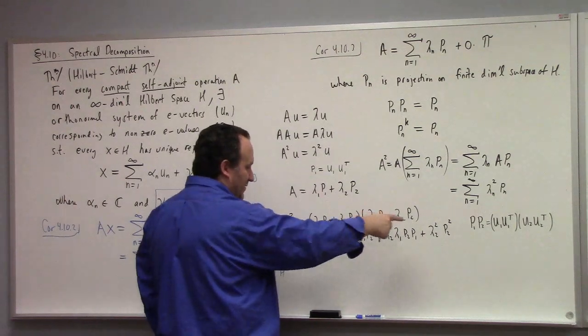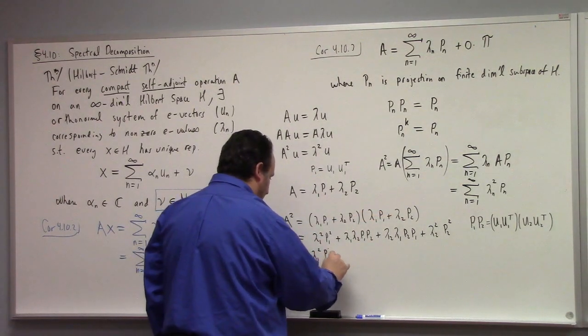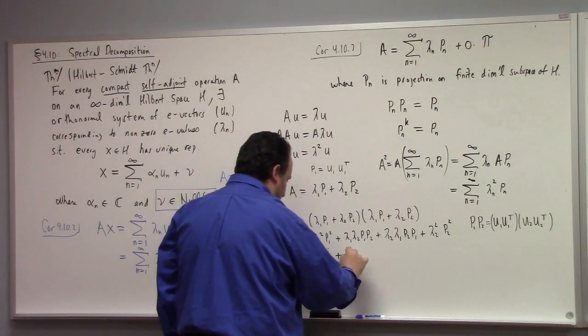And then P1 squared is P1, P2 squared is P2, so you get lambda 1 squared P1 plus lambda 2 squared P2, no square here, yeah?